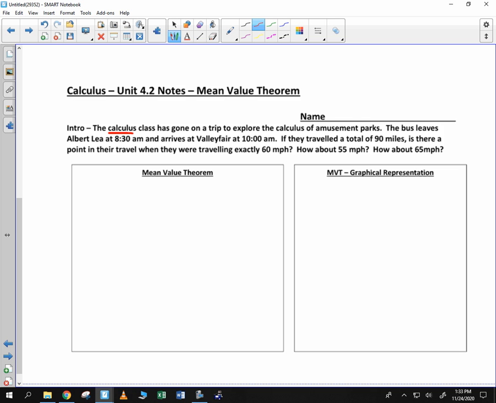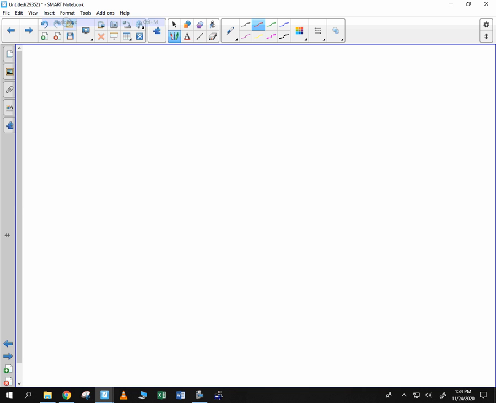Okay, so we're going to go up to Valley Fair. The bus leaves Albertville at 8:30. It's going to arrive at Valley Fair at 10 a.m. So it's an hour and a half. If they travel a total of 90 miles, is there a point in their travel where they're traveling exactly 60 miles an hour? So if you think about this, 8 o'clock to 10:30.